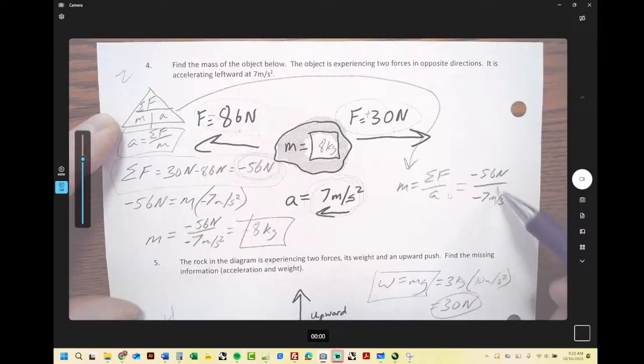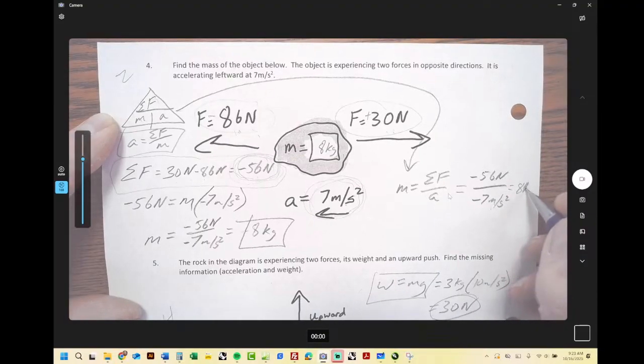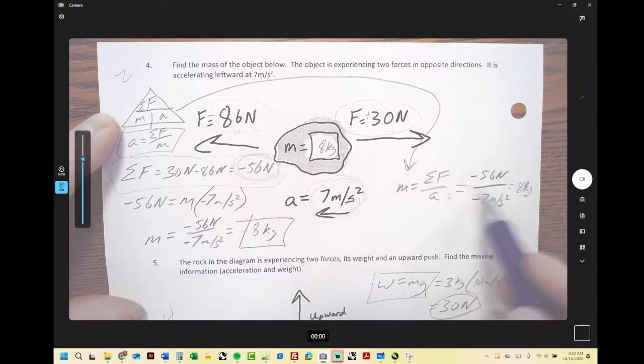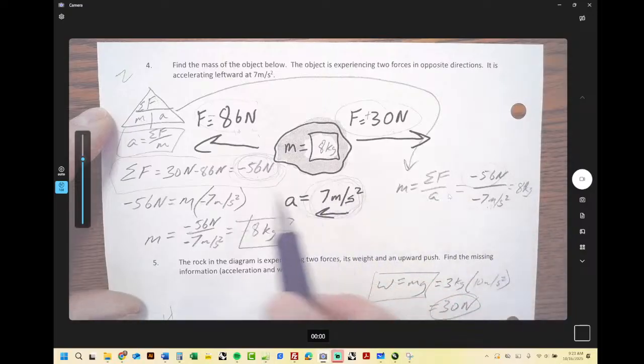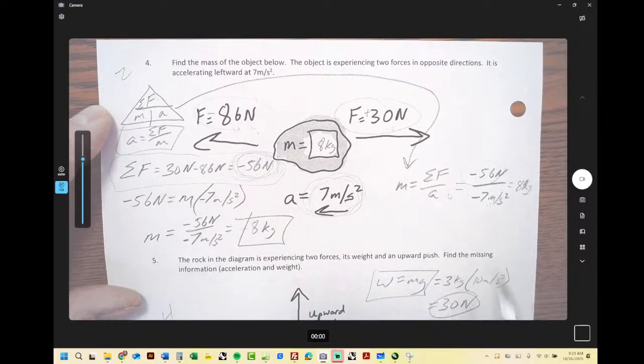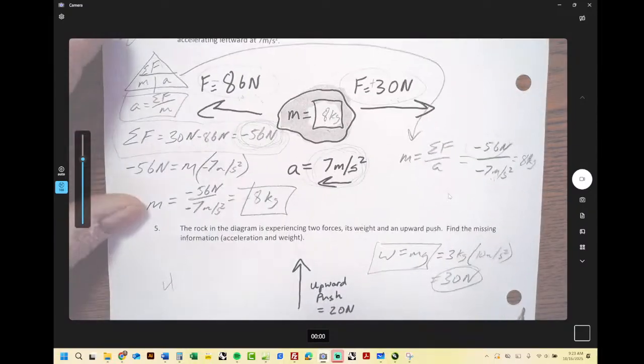So this is why mass does end up being positive. If you just divided negative 56 by positive 7, you'd think, hey, you can't have a negative mass, but the acceleration is negative 7 and the net force is negative 56. So that's how I get that.